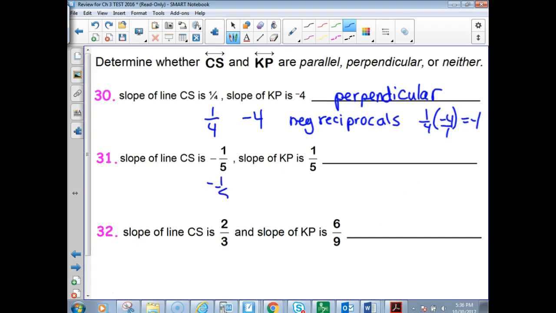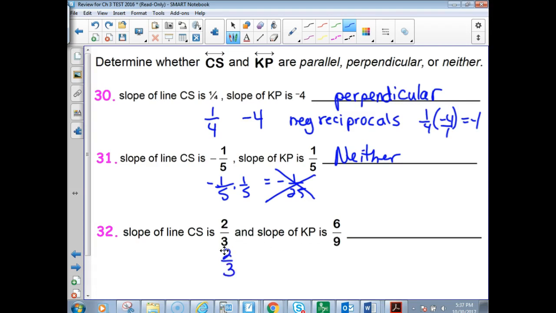Well, 1/5 times 1/5 doesn't do a darn thing but give you 1/25. So these are neither parallel nor perpendicular. They have to be identical for the lines to be parallel. These are simply opposites, and that does not make lines perpendicular. Some people had that misconception on the last quiz. You have to have them be both opposite in sign, one positive, one negative, and reciprocals, as I like to call them.